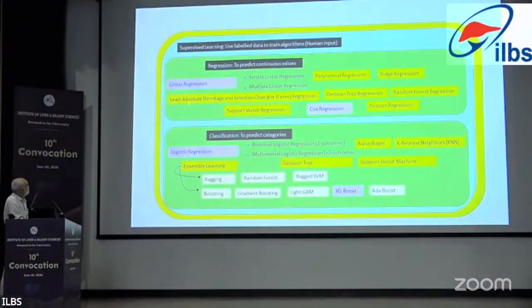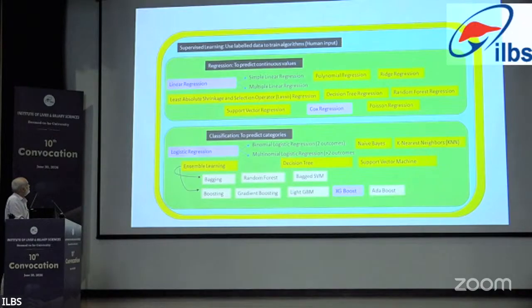Now, supervised learning means there is labeled data to train the algorithm. That is, there is human input, whether the patient survived, or what the HVPG actually measured. This is supervised learning, and there are basically two groups, regression and classification. Regression means predicting continuous variables: height, weight, BMI, HVPG, etc.